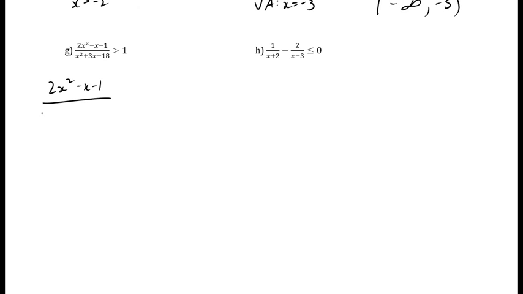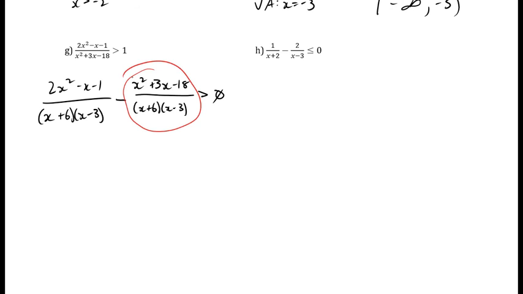I will factor the bottom. Let's see, x plus 6, x minus 3, minus, and then this little trick, I want the top simplified, but the bottom factored, right? That's just what I want for the next step. So this guy right here is 1. It's the same expression over the same expression, just simplified and then factored.